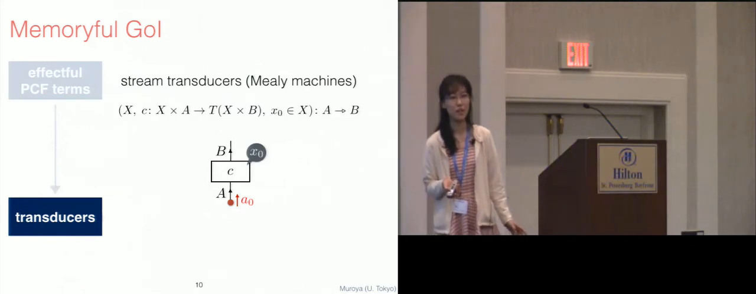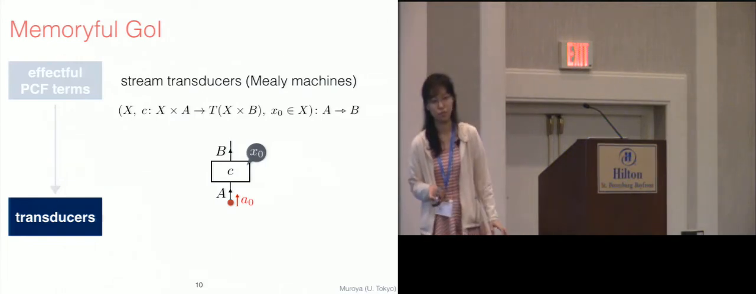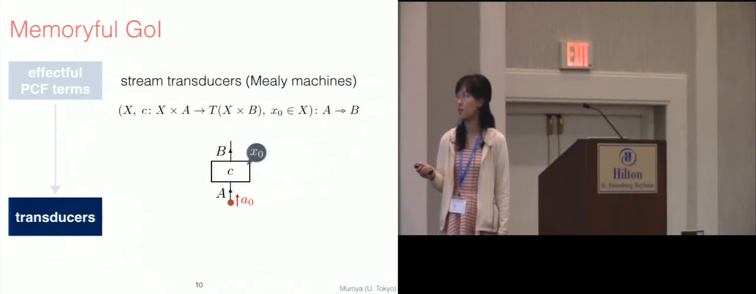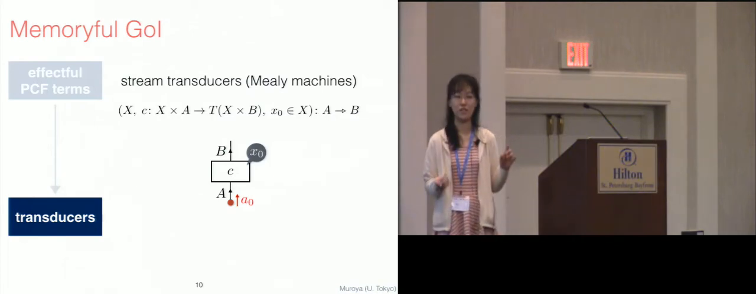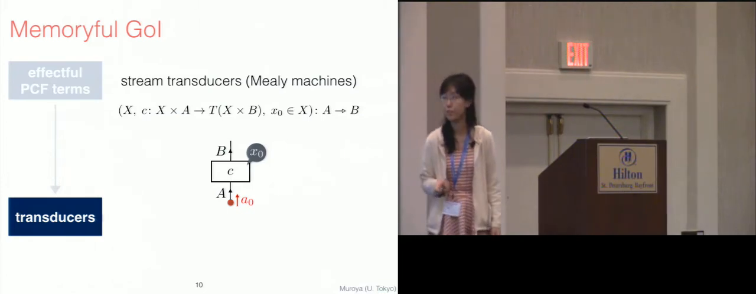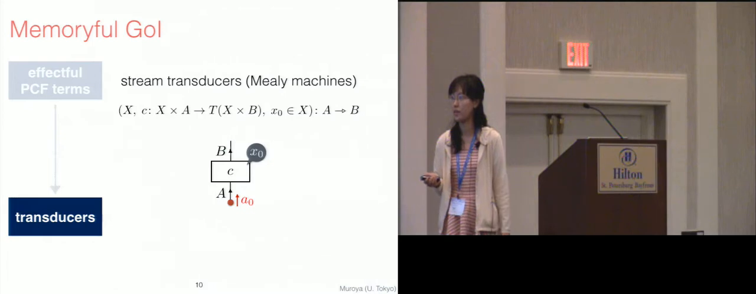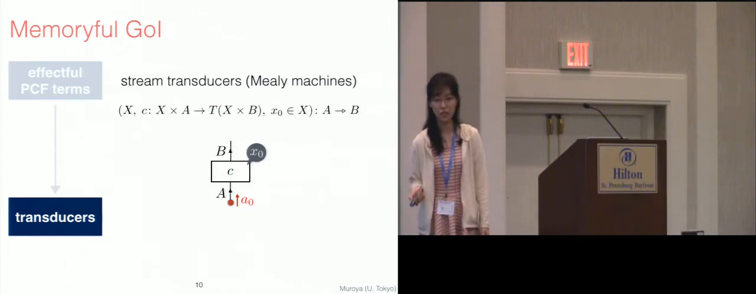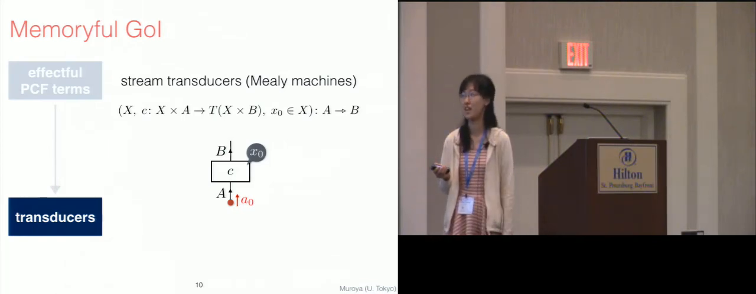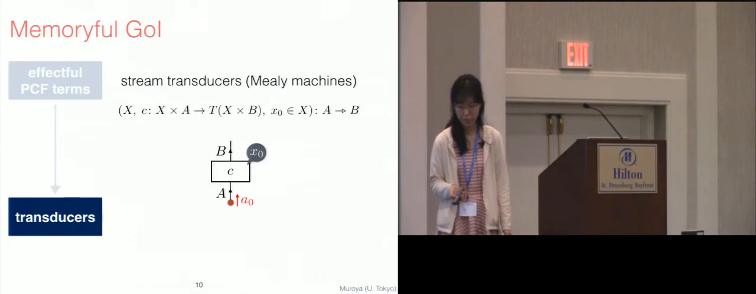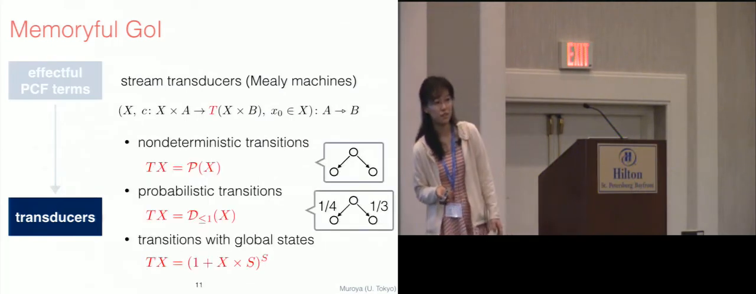Our framework translates these terms to, let's say, an effectful and memoryful extension of token machines. We call them transducers. A transducer with input type A and output type B consists of a state space X, a transition function c, and an initial state x0. Given input of type A, the transducer makes a state transition and generates output of type B. On this intuition, we depict a transducer in this diagrammatic style. And note that the transition function is itself effectful.